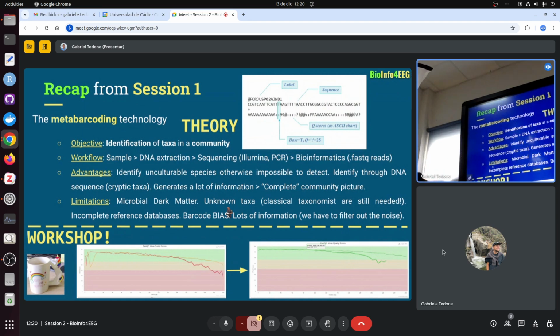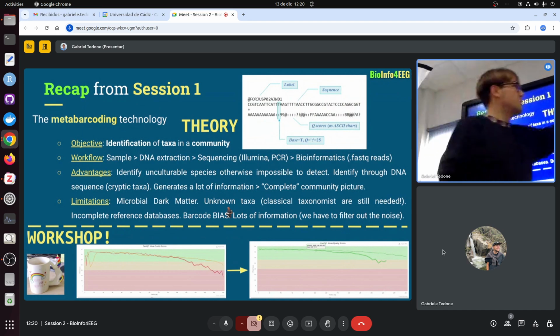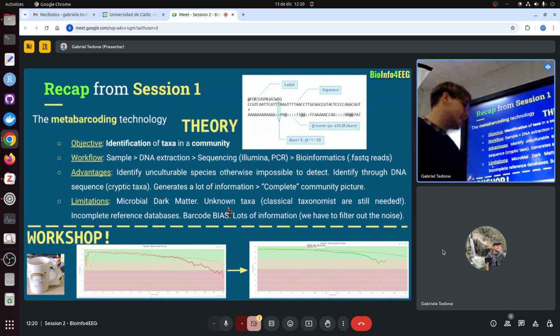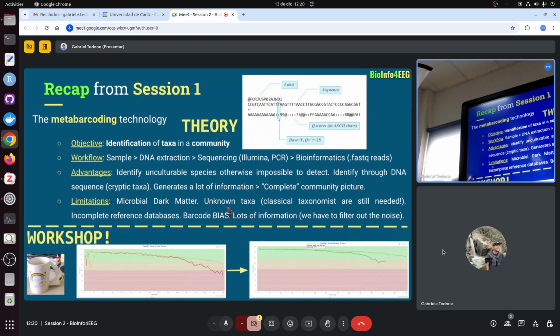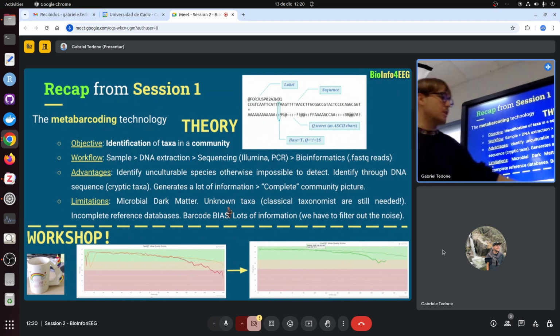What we did last time was clean the FASTQ reads based on the quality associated to each nucleotide. We removed the primers, typically here in the beginning of the sequence, and we filtered out low-quality nucleotides. So we obtained good quality reads to start working.